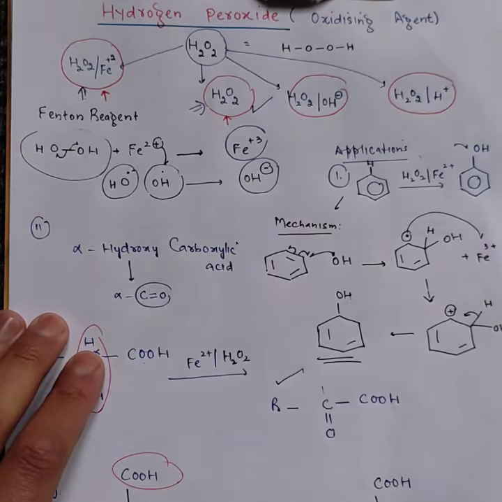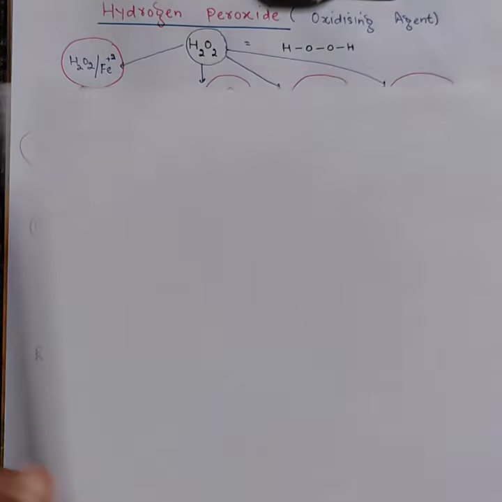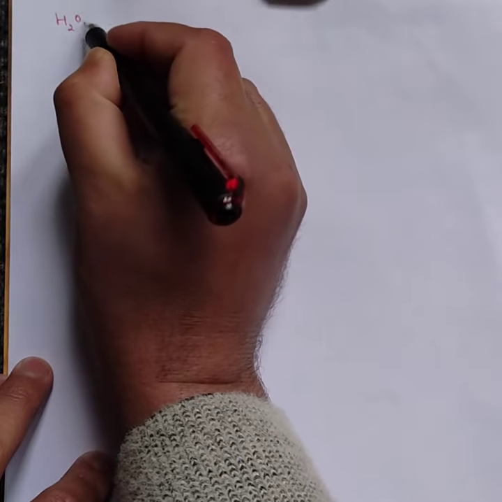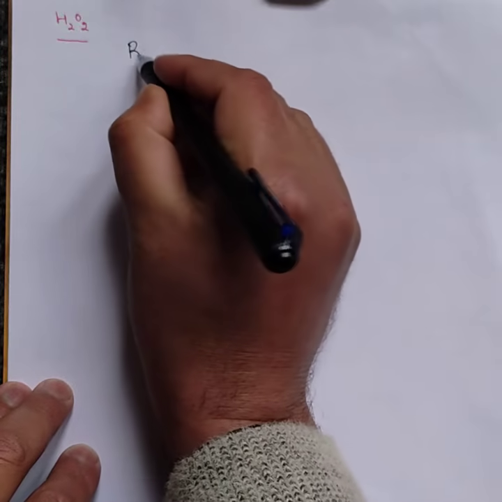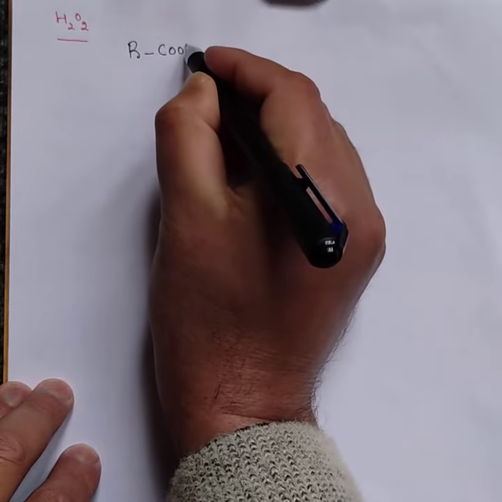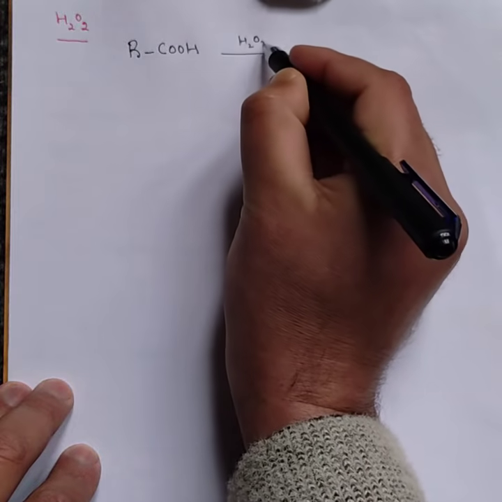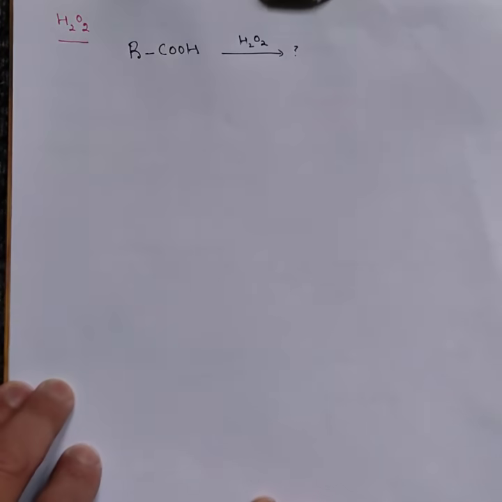In the neutral medium, okay? So in neutral medium, we have simply peroxide H2O2. Okay? So what it does, I write down the conversions. If we have a simple carboxylic acid, in the neutral medium you treat this with the hydrogen peroxide. What is the product formed?